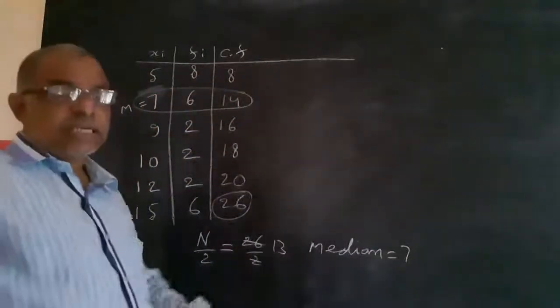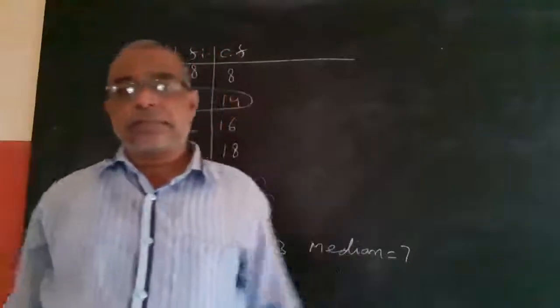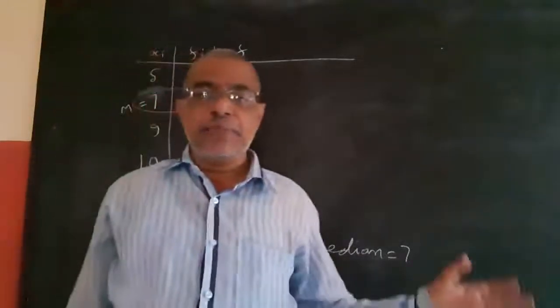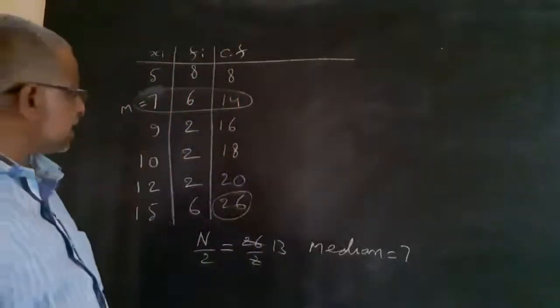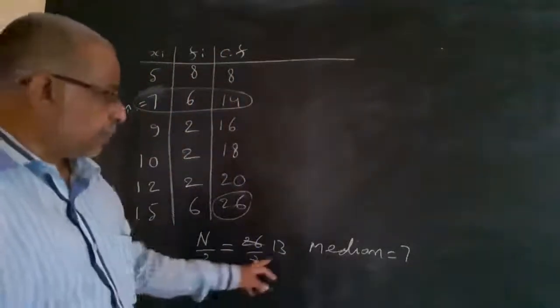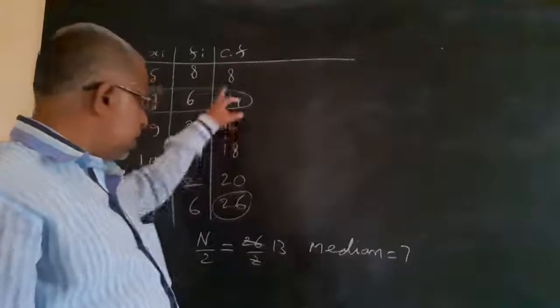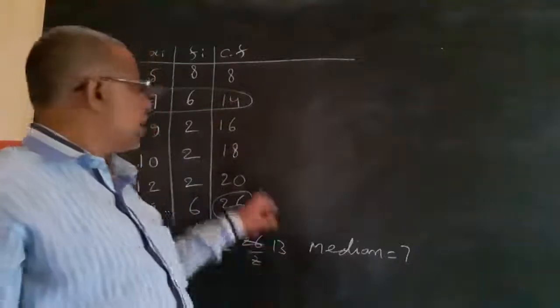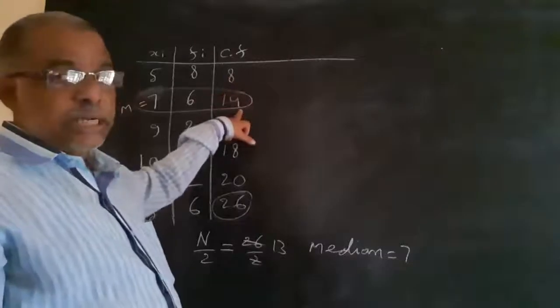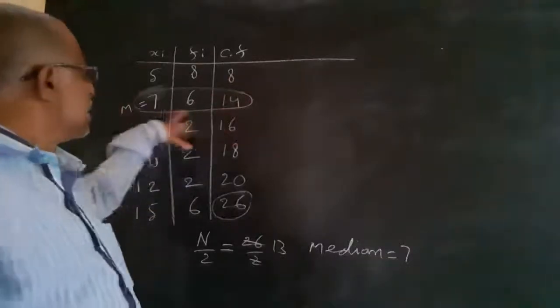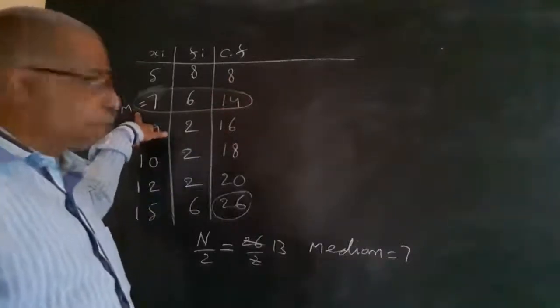If class interval is given, then L plus n by 2 minus Cf by f into h. That is the big formula you learned if class interval is given. If class interval is not given, then the median is the mid value. So the mid value of the frequency is 13. Where does 13 occur? Here, after 8 and before 14, in between you will get 13. So median is 7, m.